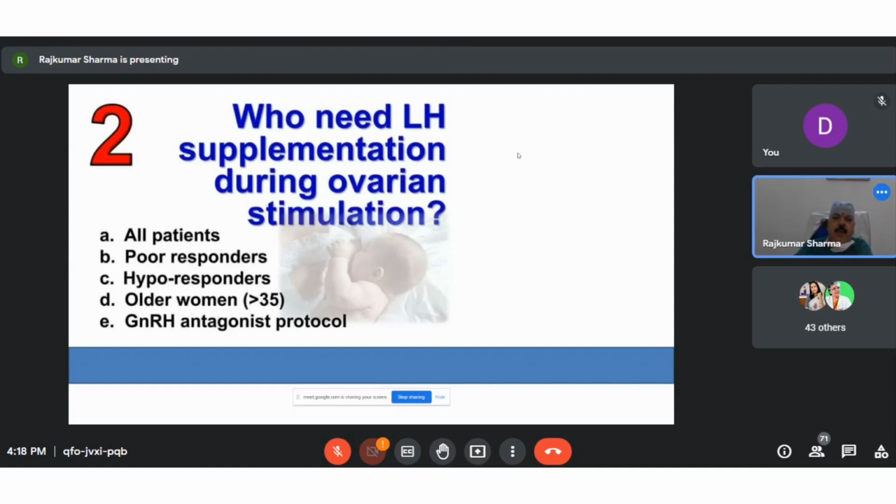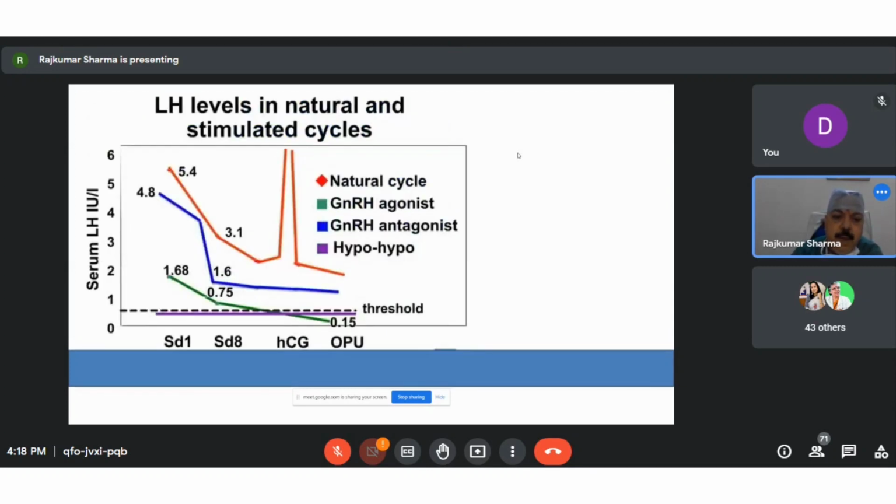Do we need to give LH? In hypo, we know that we have to give it. But other patients, who are the other patients where it is required to be given? We'll try to understand that now.